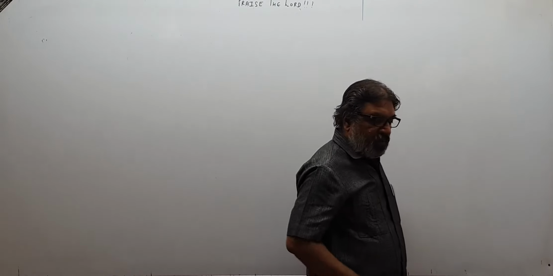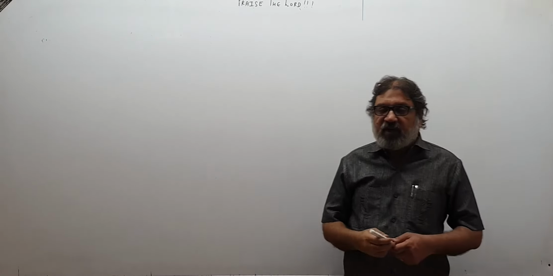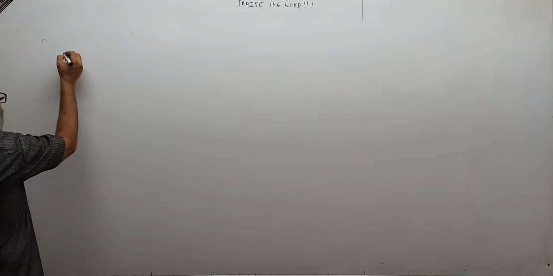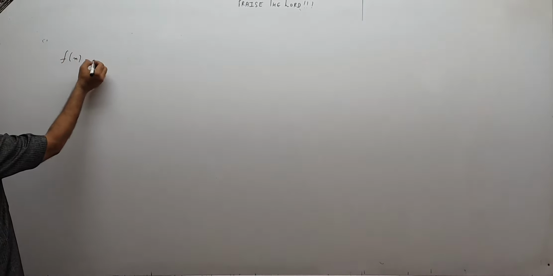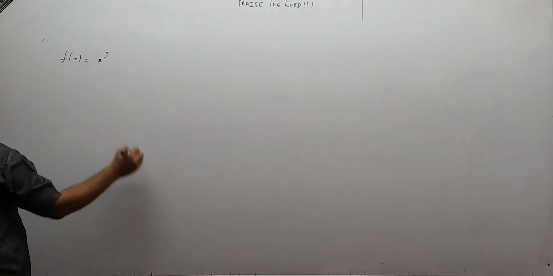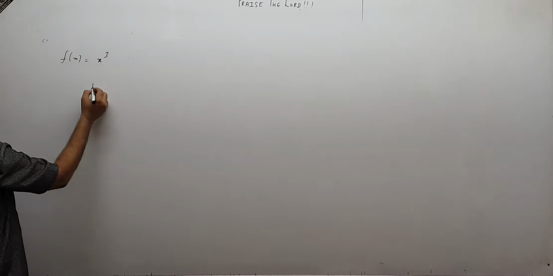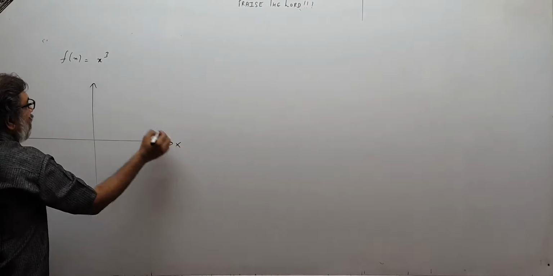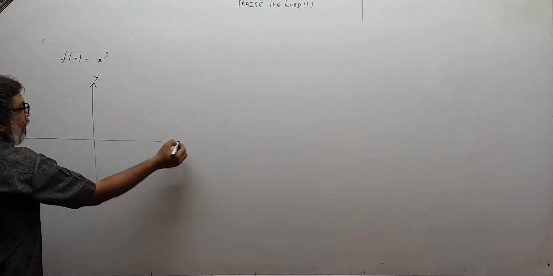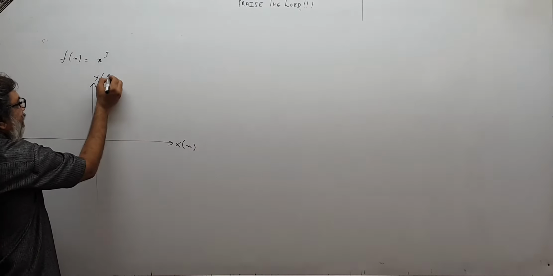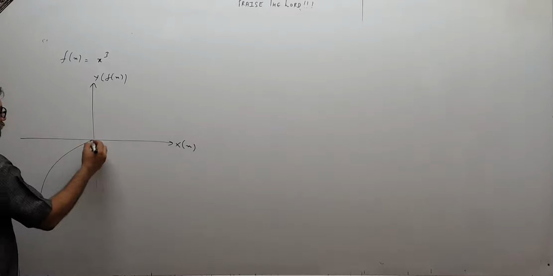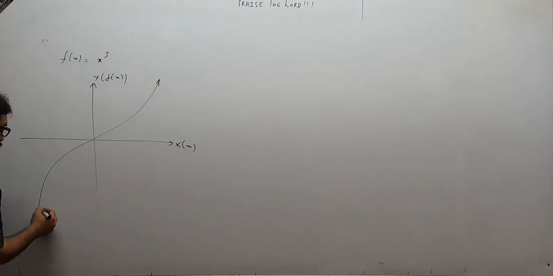Now see, children, what will be an increasing function and what will be a decreasing function. Supposing I take up a function like f(x) equal to x cube. If I draw its graph, it will come out like this. You can take some values and plot it. Here you will get x and you will get f(x) on the y-axis. If you draw the graph, it will go like this.